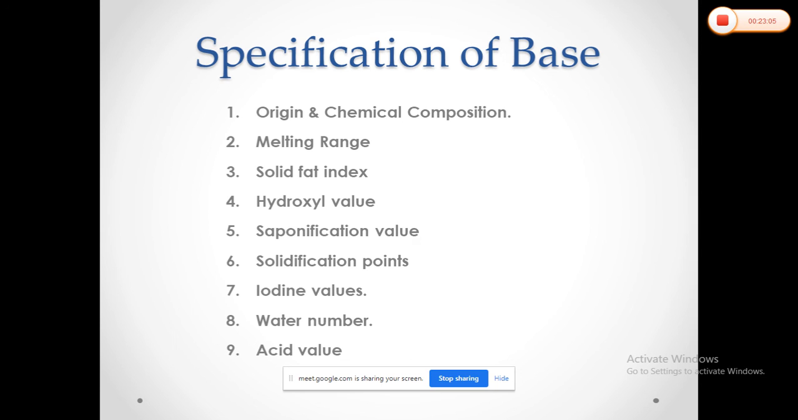So these are the different specifications that you have to consider, or we can say the selection criteria for the base also. The properties are there, but these are the specific selection criteria. Means you have to consider its origin, its chemical composition, its melting range, its solid fat index, its hydroxyl value, its saponification value, solidification point, water number, iodine value, and acid value. That plays a very important role in a suppository base.